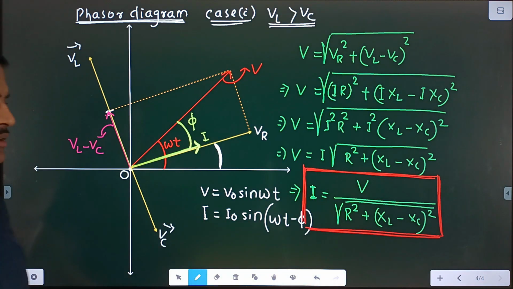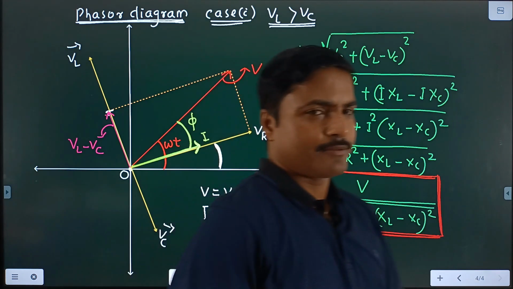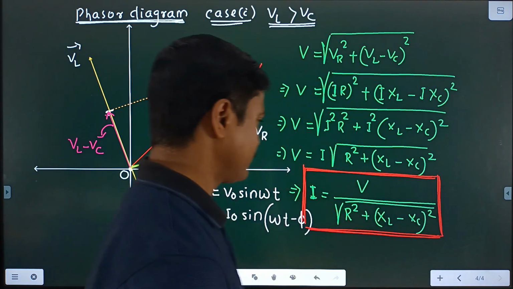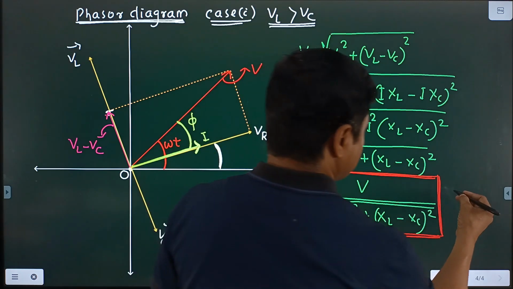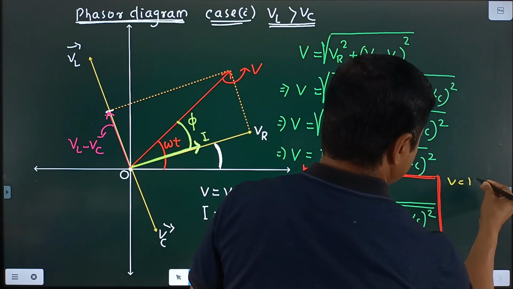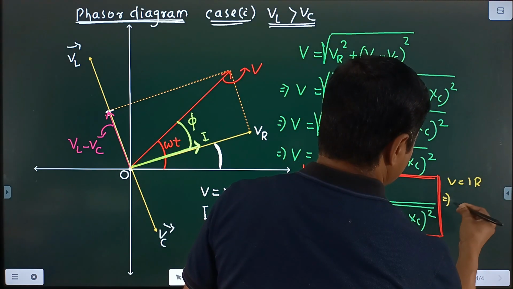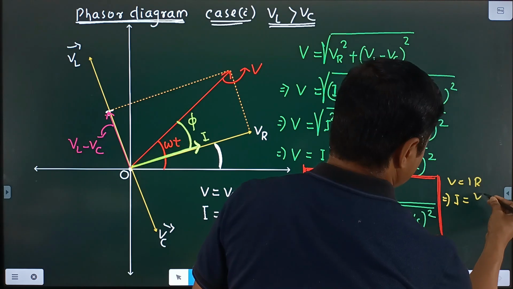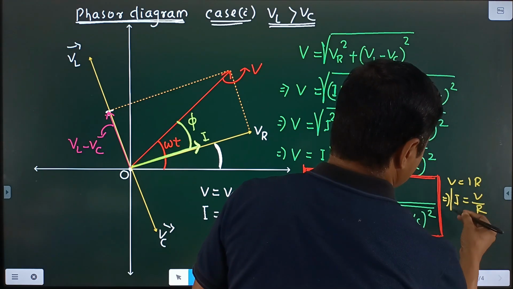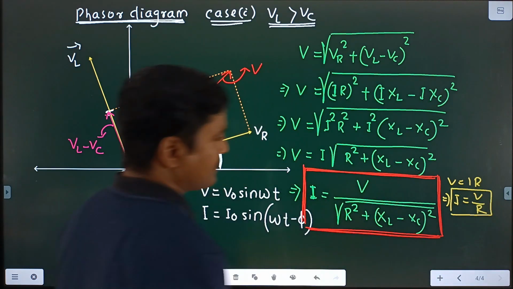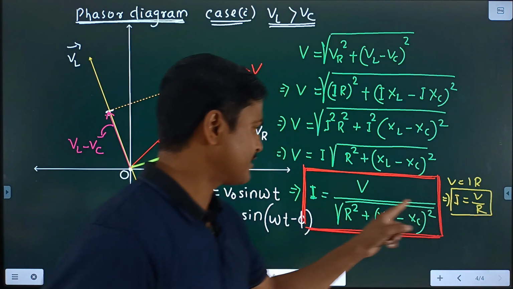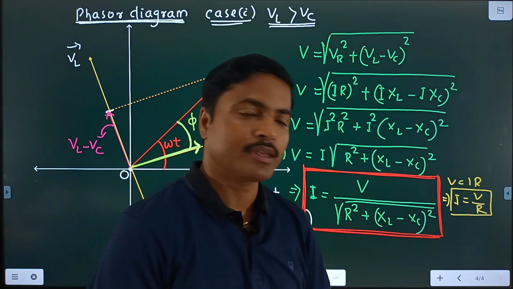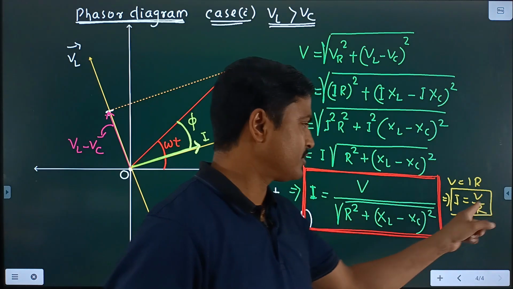This is the expression of the current flowing through a series LCR circuit, and the condition is VL is greater than VC, clear? And we compare with Ohm's law. You know Ohm's law, that is V is equal to I into R, that implies I is equal to V by R. Here also we write I is equal to V divided by this one; I is on the left hand side, and V is the applied voltage in both.